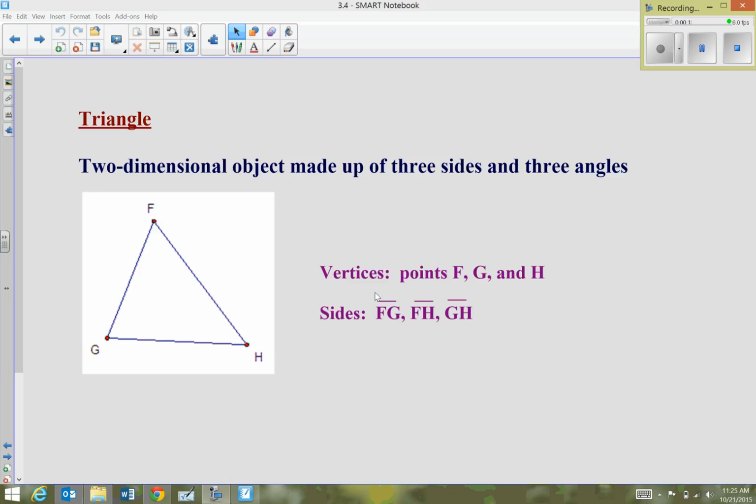The vertices of a triangle are the points at each peak. So the vertices are F, G, and H. The angles here are also angle F, angle G, and angle H. The sides that make up this triangle are the segments that connect the vertices. So segment FG, segment FH, and segment GH.